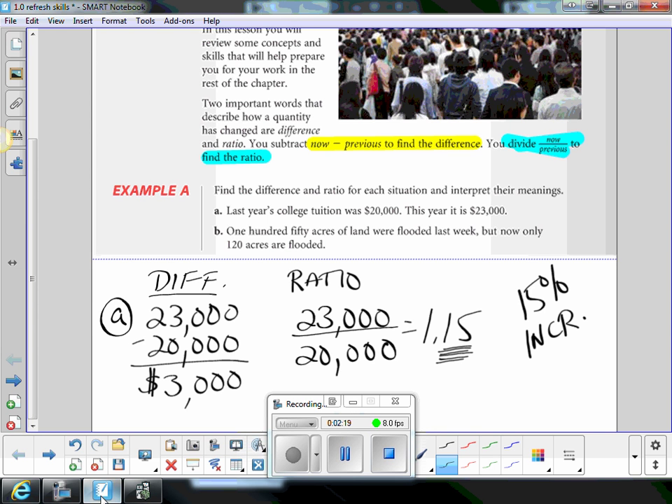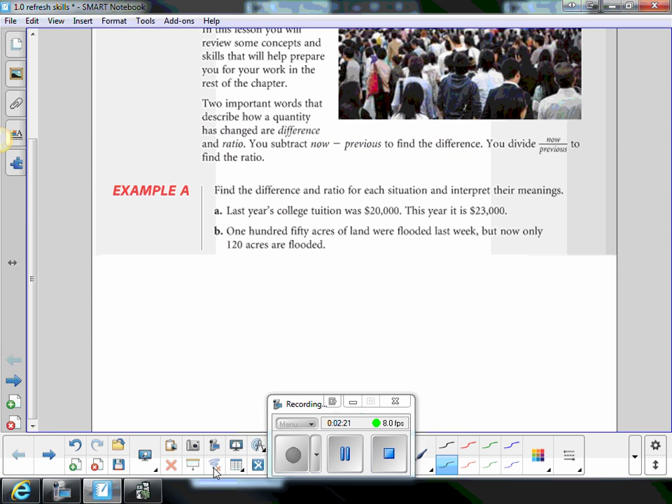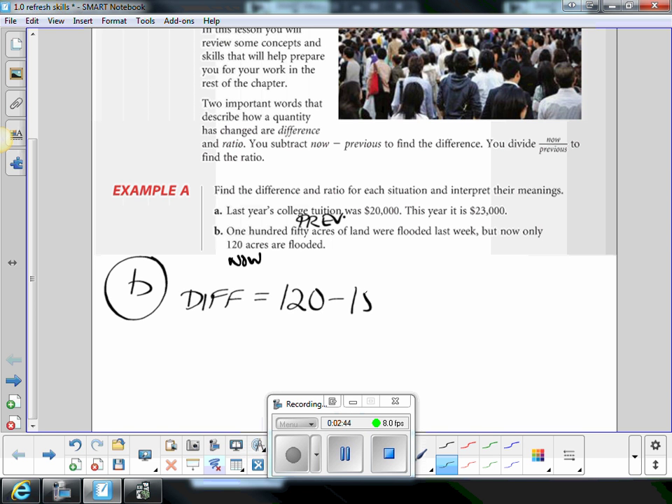Moving on to part B, it says 150 acres of land were flooded last week, but now we have 120 acres that are flooded. So previously we had 150, now we have 120. So the difference is going to be now 120 minus previous 150. So that means there's a decrease of 30 acres. So negative 30 would be the difference.